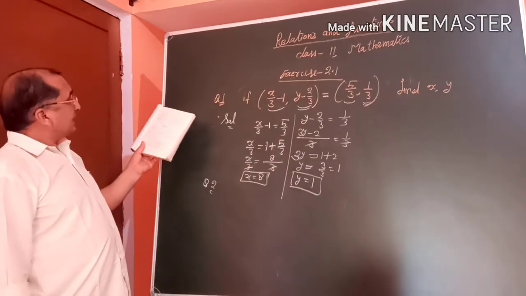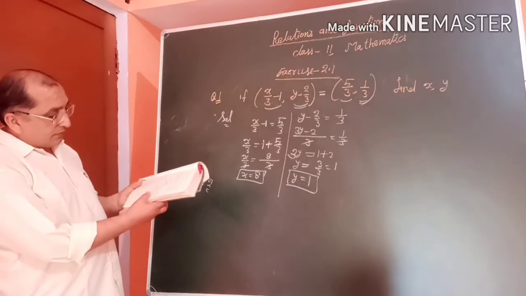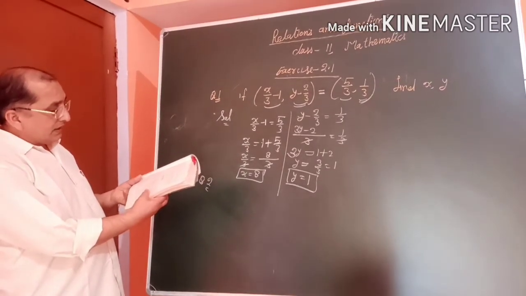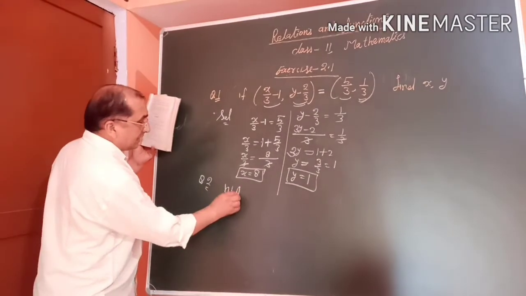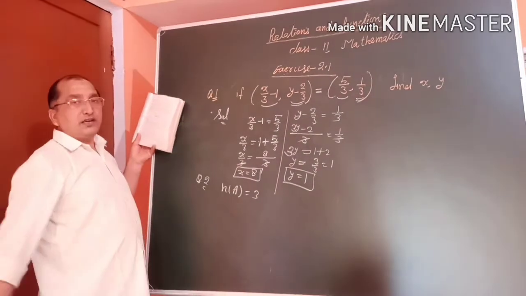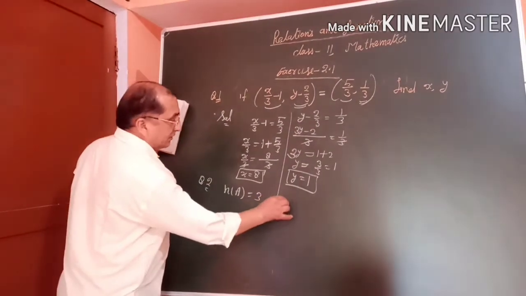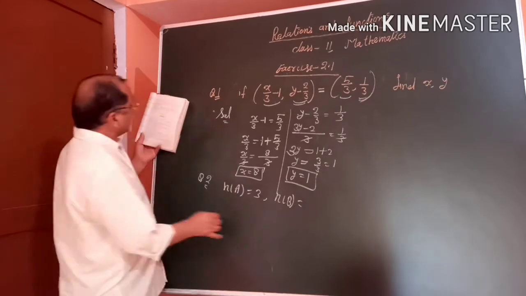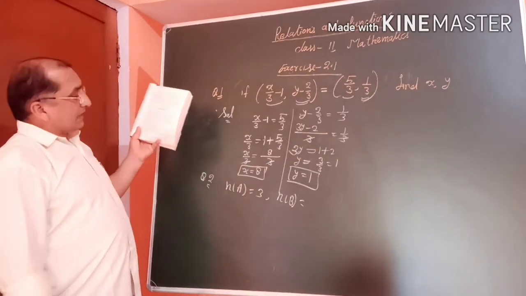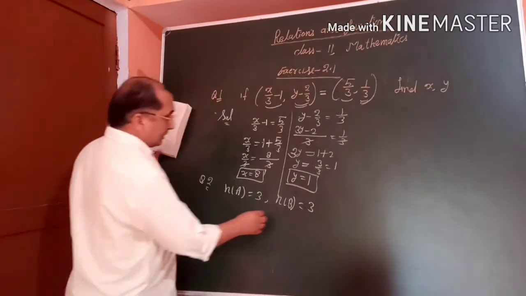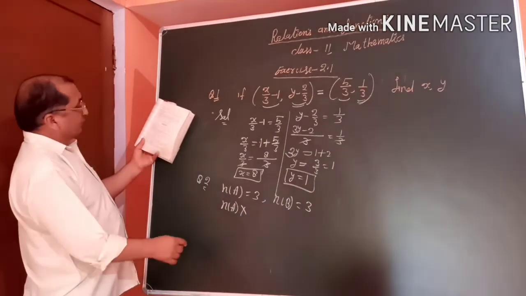Question number 2: A has 3 elements and B has 2, 4, 5. Then find the number of elements in A cross B. Now see, it is given that A has 3 elements, meaning n(A) equals 3, and B also has 3 elements: 3, 4, 5. We have to find A cross B.